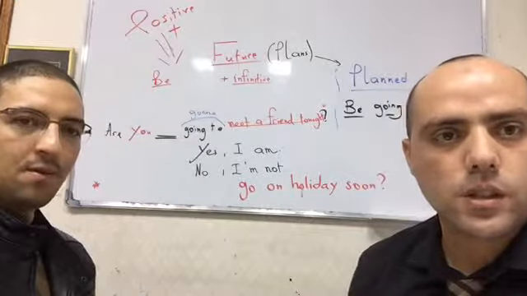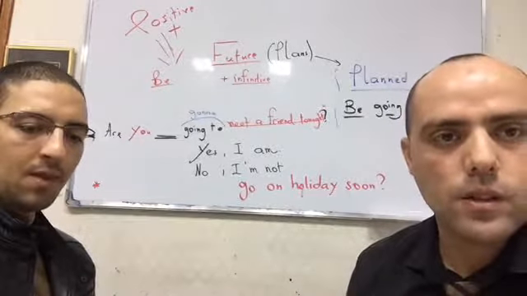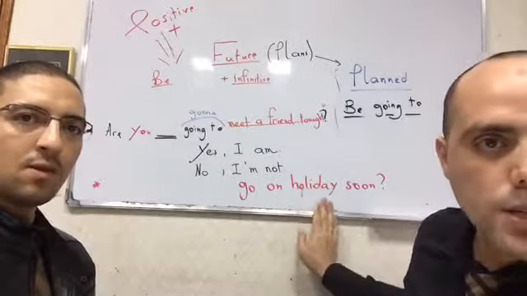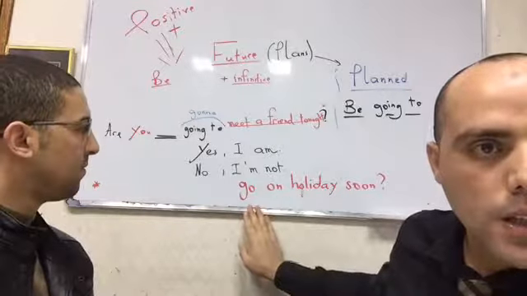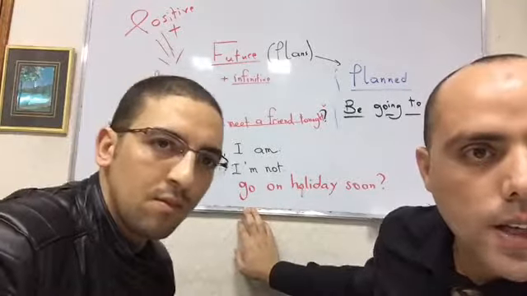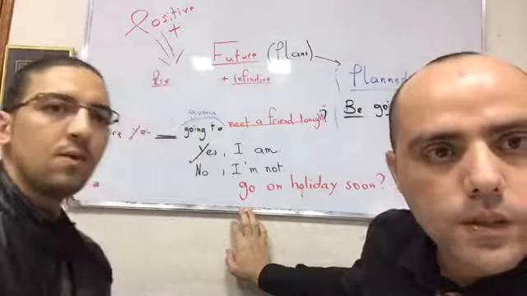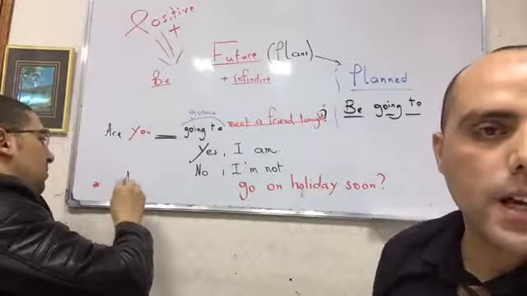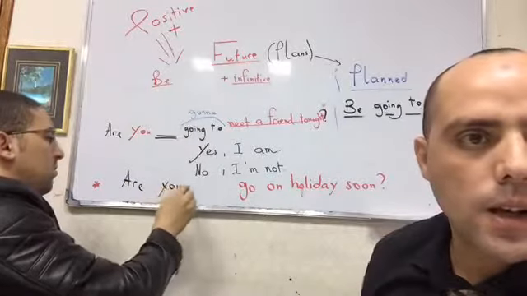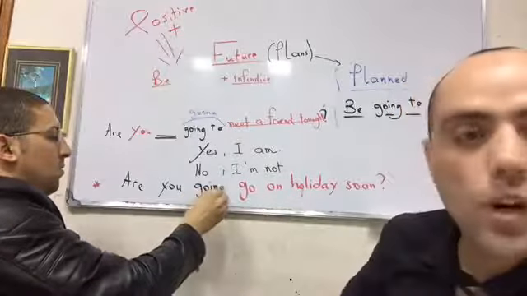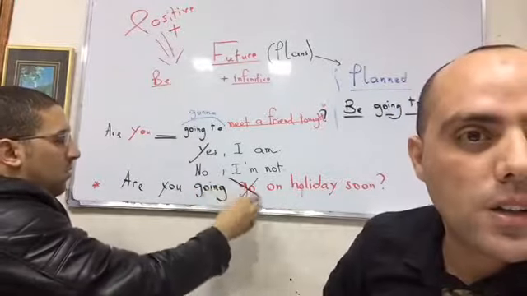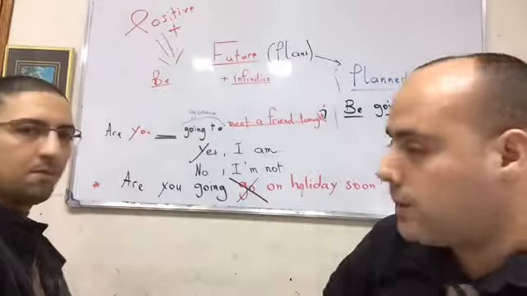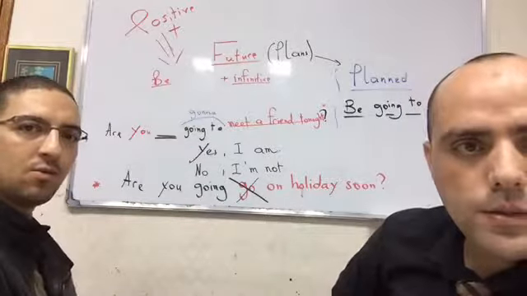So we're still waiting for your question, or you're completing that question here. "Go on holiday soon," and remember what we've been saying. Are you going on holiday soon? Excellent, perfect, Fatih. That's very good of you. Because we cannot say "Are you going to go?" This is a wrong form. You cannot use go with going to. So: are you going on holiday soon?